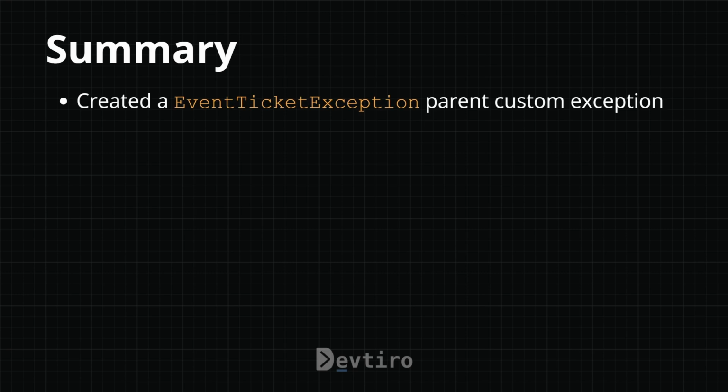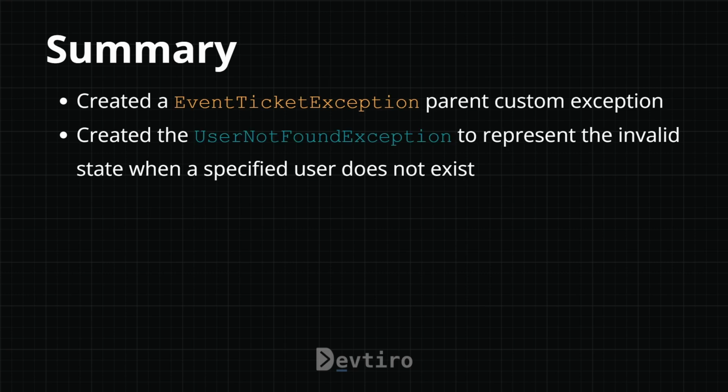So in summary, we created an event ticket exception, parent custom exception. And we created the user not found exception to represent the invalid state when a specified user does not exist. So we're creating users from JWTs, and we've started to implement our create event functionality.